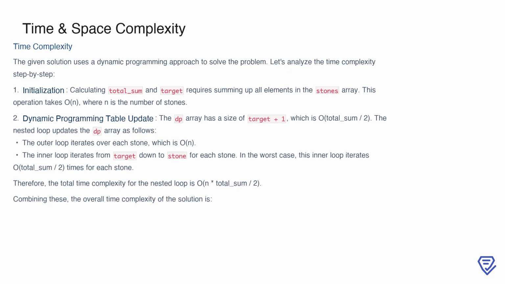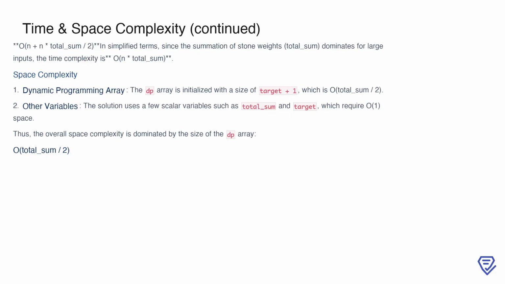Combining the iterations of both loops, the total time complexity for updating the DP array becomes O(n × total_sum/2). When we add the initialization step, the overall time complexity of the solution is determined by these operations. Simplifying the time complexity further, we combine the terms n and n × total_sum/2. Since the summation of stone weights, or total_sum, dominates for larger inputs, the time complexity simplifies to O(n × total_sum).